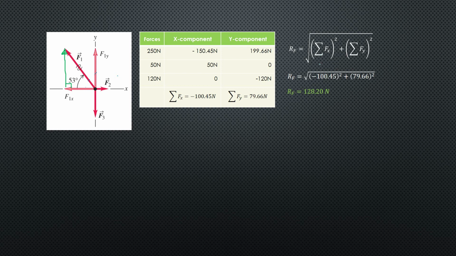Substituting all the values, the summation of Fx is negative 100.45 and 79.66 for the summation of Fy, and they are squared. Then using your calculator, you'll have an answer of 128.20 newtons. So this will be the magnitude of the net force or the resultant force.